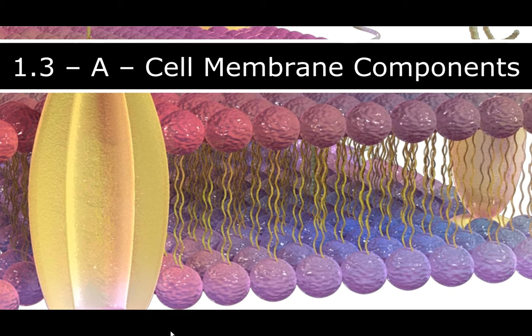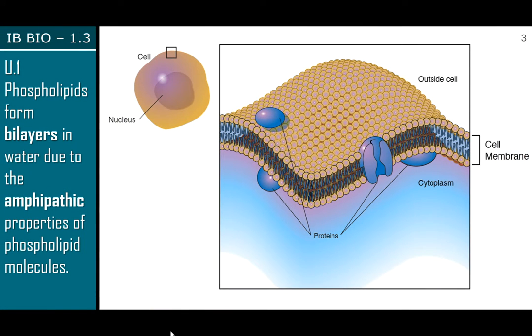So 1.3a, cell membrane components. And remember, you're using these slides in this lecture to complete your 1.3 notes, which you can find on the 1.3 Understandings, Skills, and Applications page. And we're going to get started right with understanding number one. Phospholipids form bilayers in water due to amphipathic properties of phospholipid molecules.